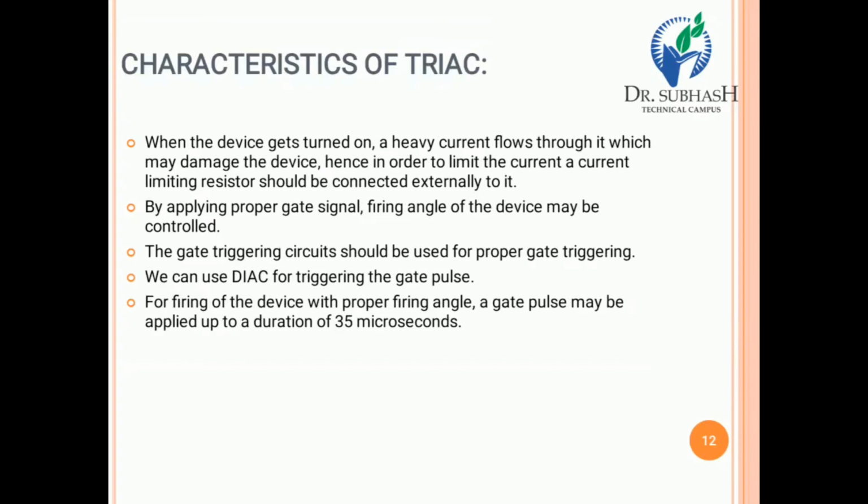Now when the device is turned on, a heavy current flows through the switch. It may damage the device. Hence, in order to limit the current, a current limiting resistor should be connected externally to it, right? The function of this current limiting resistor is to limit the current. By applying a proper gate signal, the firing angle of the device may be controlled.